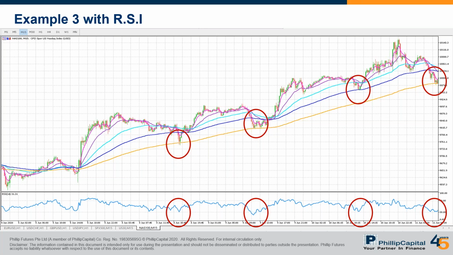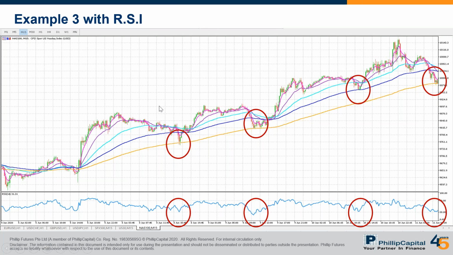So the RSI will help us determine the probability of this trade. If it hits the support and RSI is below 30, then it has a higher probability of working. Otherwise, the probability may not be so high.